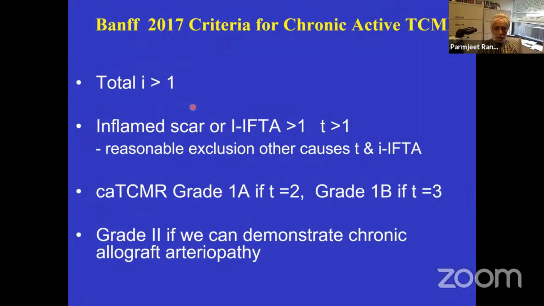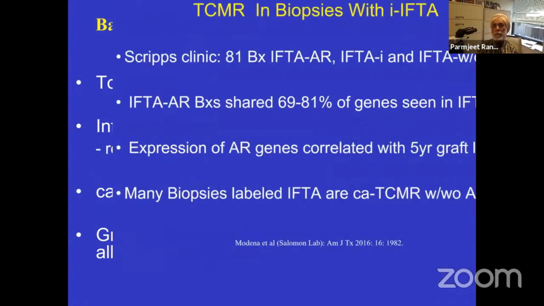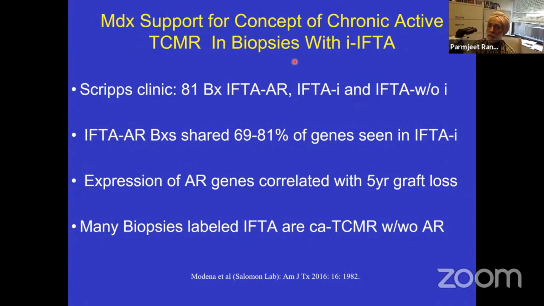And I won't go through the criteria. Dr. Swarnalata has already gone through them. There is a lot of molecular diagnostic support that chronic active TCMR exists. For example, in the Scripps Clinic, they had studied 81 biopsies of IFTA with acute rejection, IFTA with inflammation not amounting to acute rejection, the type which was ignored by pathologists and not called acute rejection, and then IFTA without inflammation. So the IFTA with definite rejection shared about 70% of the genes with IFTA that had inflammation but didn't fulfill the BAMF criteria for acute rejection.